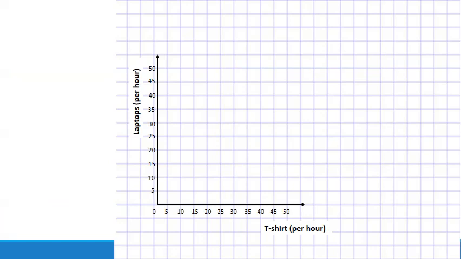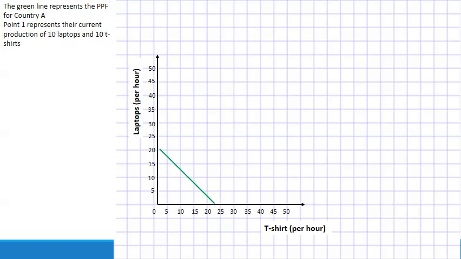So let's graph what we were looking at. So the green line here is going to represent the production possibilities frontier for country A. So remember when we talked about these, the idea being that they can produce at any point along the line. Anything inside the line is inefficient because they're not using resources, and anything outside the line is impossible from what they can produce. So point 1 is going to represent their current production of 10 laptops and 10 t-shirts. So that location right there represents splitting the 30 minutes and producing 10 and 10.